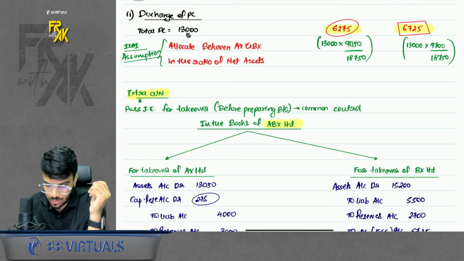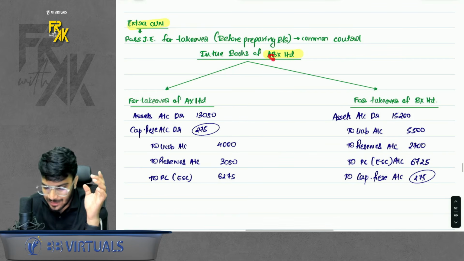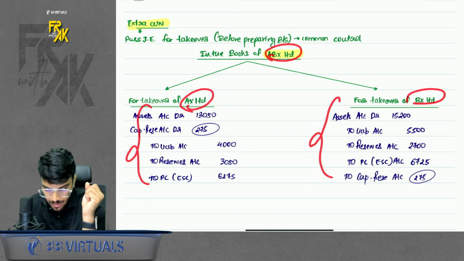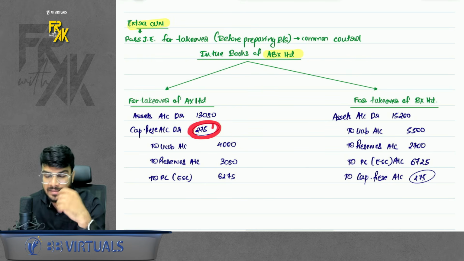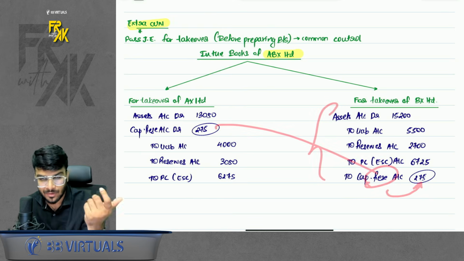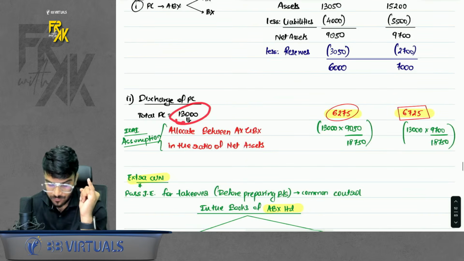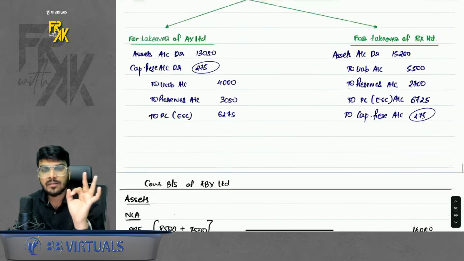Now, you can also talk about an extra working note here. Why? Because once you give PC, you will have to pass an entry for takeover. ABX is taking over two companies, AX and BX. In one company, a debit balance of capital reserve is arising. In the other, a credit balance of capital reserve is arising with the same amount, so it gets netted off. Now, three things were asked. One was the amount of PC, we got that. Second was discharge of PC, we bifurcated in the ratio of net assets. Third was the balance sheet.